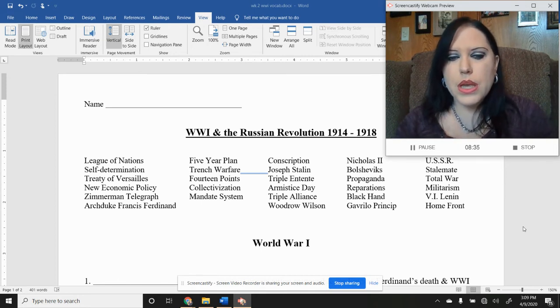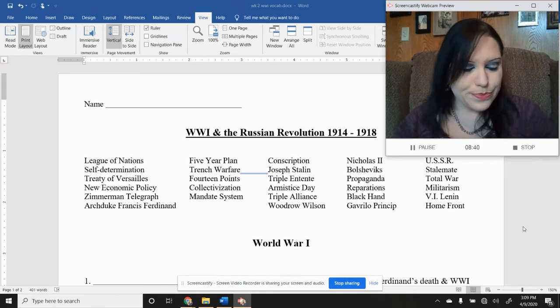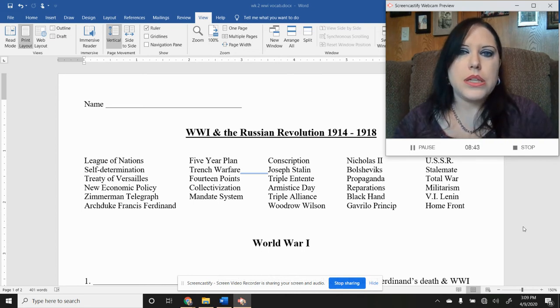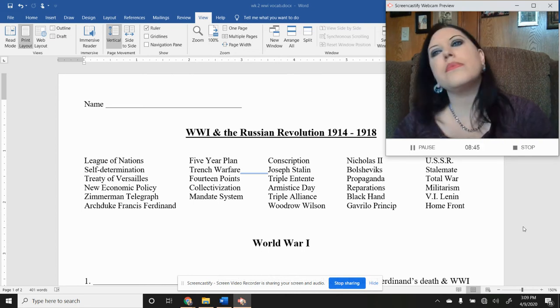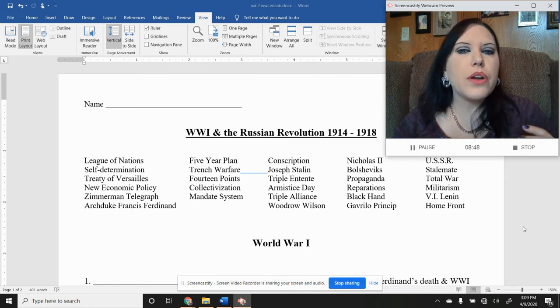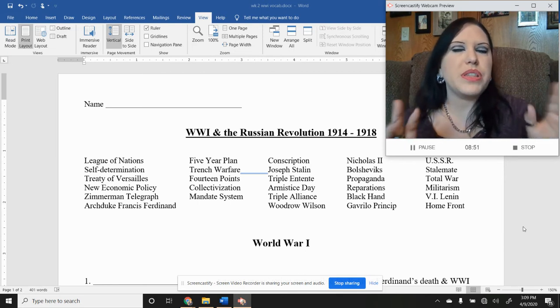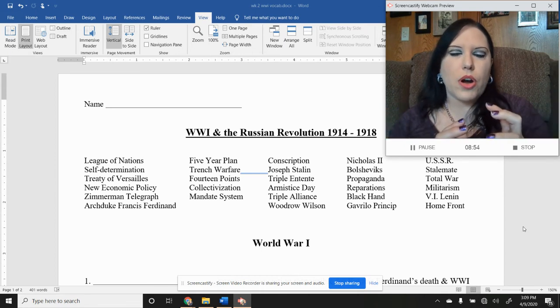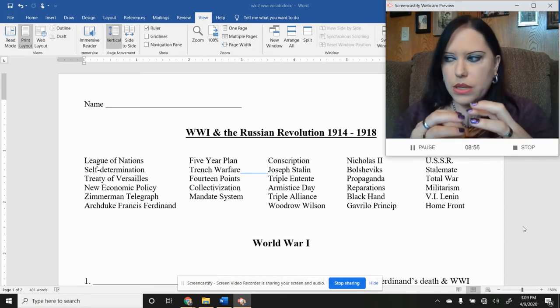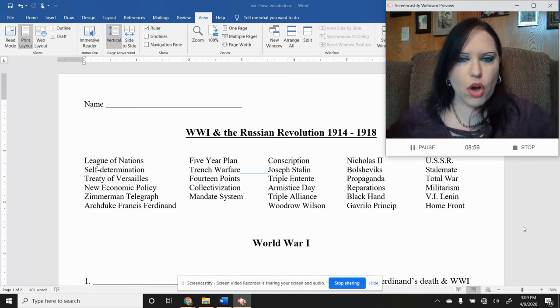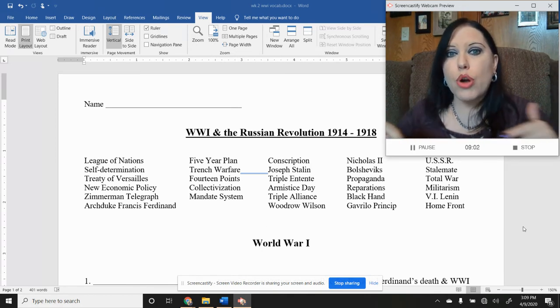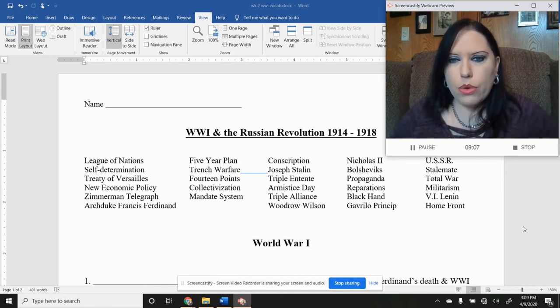The next word, collectivization. How's that for a word? Collectivization is going to be in your Russian Revolution section. And basically, it's where Joseph Stalin, and really it started with before him, but that's okay, it's where all of the individual farms were combined into giant mass farms where everybody would share growing stuff. You didn't have your own farm anymore. Now everybody shares the farmland. You collectivize the farm.